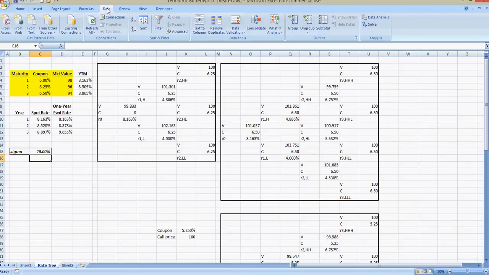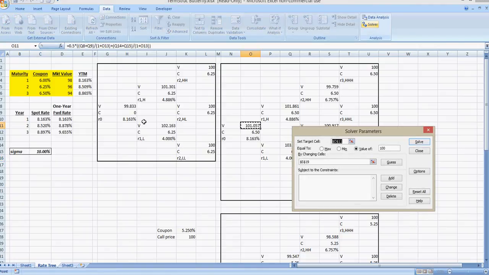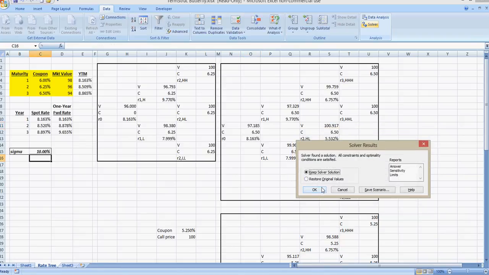So what I need to do is go to Data, go to Solver, and I say I want to set this cell right here to a value of 98, because this is a 2-year bond with a 6.25% coupon, by changing this. So I'm going to guess this rate, which will change that rate, which will change this value and this value, which in turn will change that value to be back to 98. Solve, and there we go.